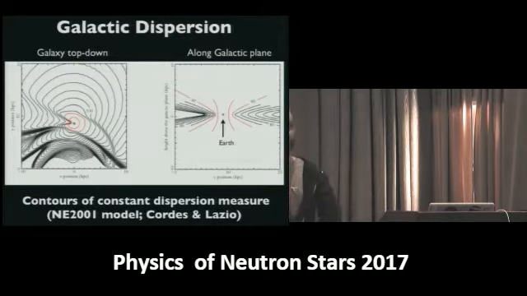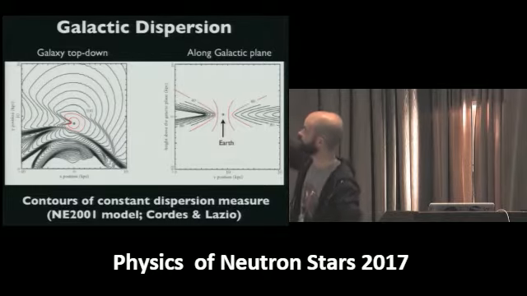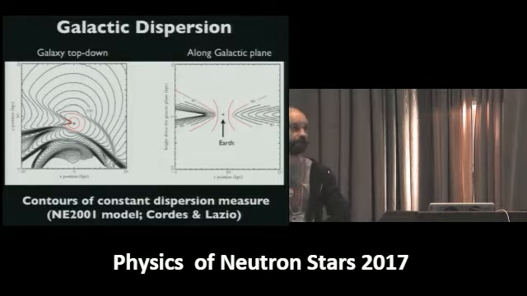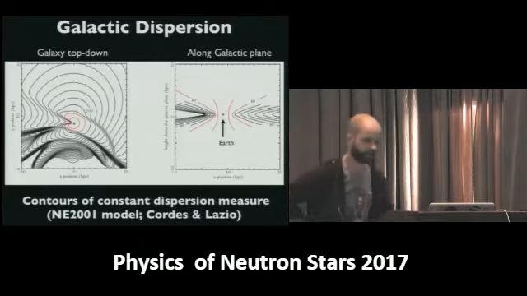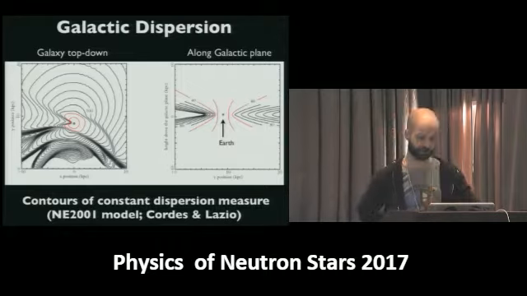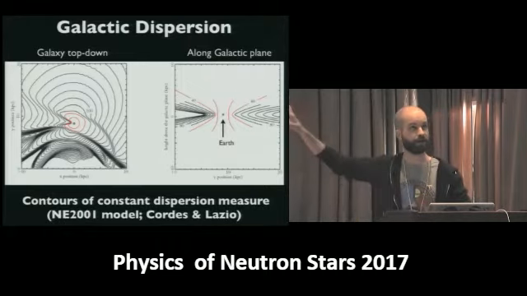So these two plots here are showing iso-contours, so constant dispersion measure, the amount of column density, let's say, along the line of sight, either looking down on our galactic plane on the left-hand side here, or looking across the galactic plane on the right. And you can see, of course, if you look within the plane of our galaxy, you build up material very quickly. There's lots of stuff to look through. And if you look off the galactic plane, then you don't build up a column density of dispersive material very quickly.